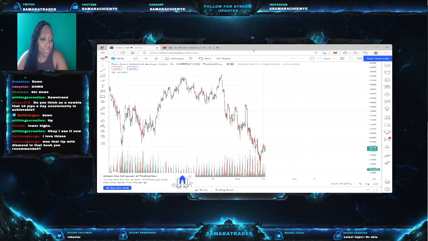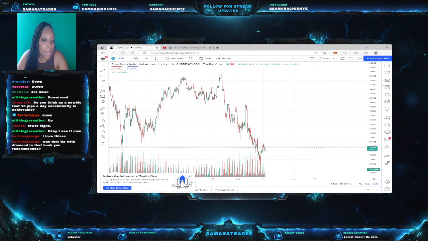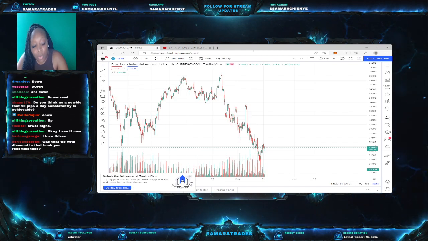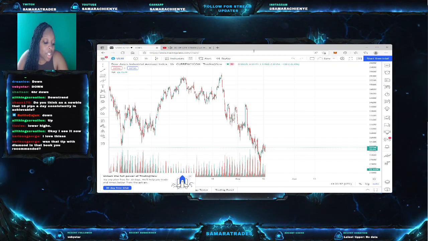So yeah, the tip with the diamond is not in the Candlestick Bible. The Candlestick Bible is just talking about the different candles, what to look for and all that stuff, but we'll get into that on Terminology Thursday.